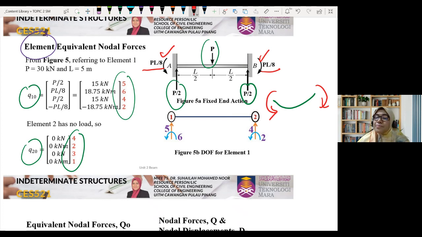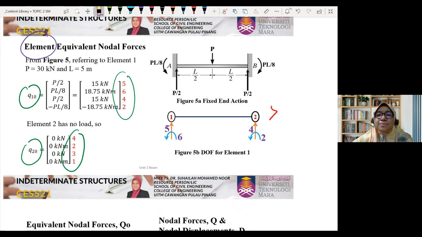The most important part is that we compare the formula and the sign convention. So what we need to do is compare these two. We have 5, 6, 4, 2. For 5, it is equivalent to P over 2. 6 is equivalent to PL over 8. If it has the same direction of moment, it represents positive.